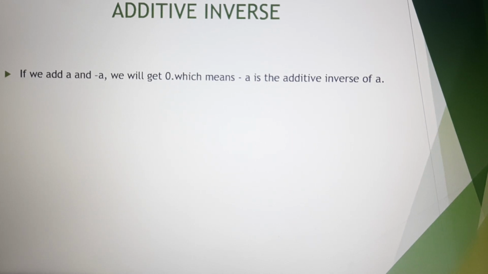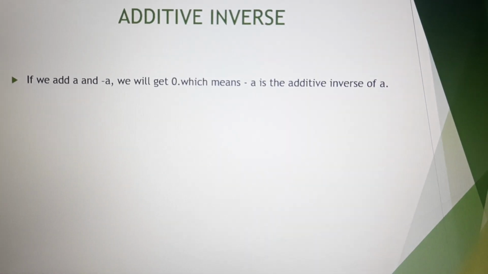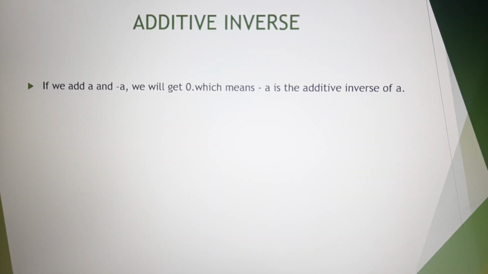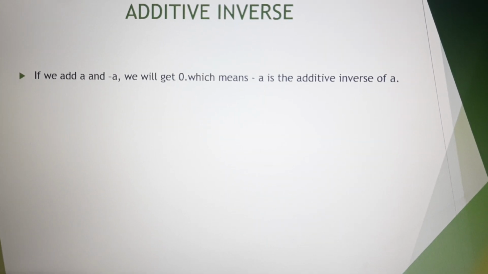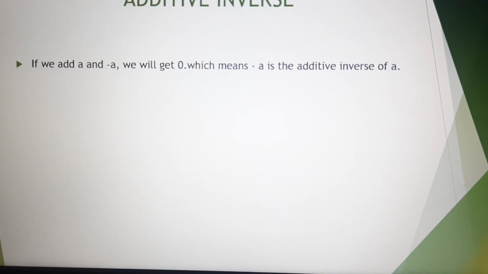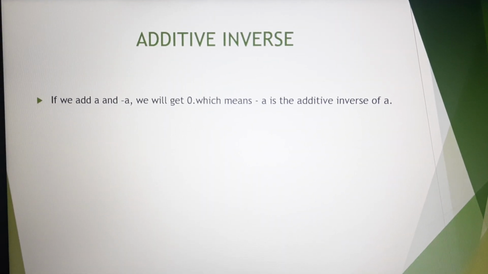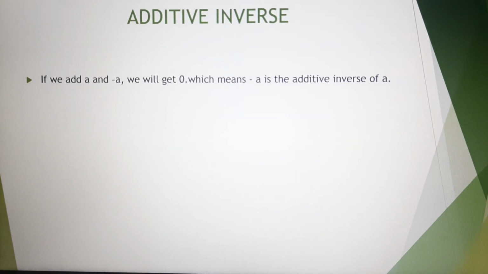Here, if we add a and minus a, we will get 0, which means minus a is the additive inverse of a. For example, if you are adding 1 by 3 and minus 1 by 3, you get 0, isn't it? Now, minus 1 by 3 is the additive inverse of 1 by 3, like that.